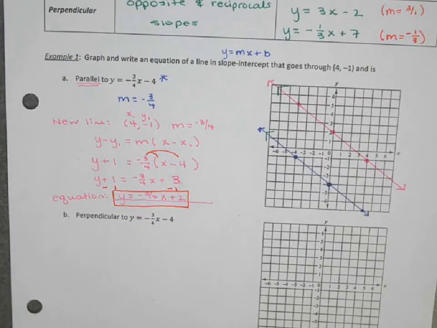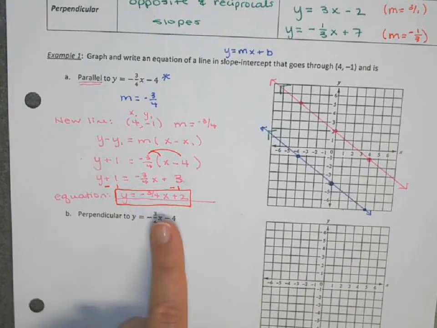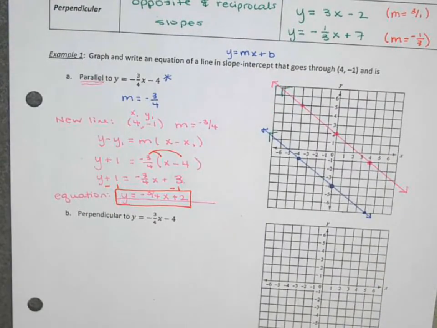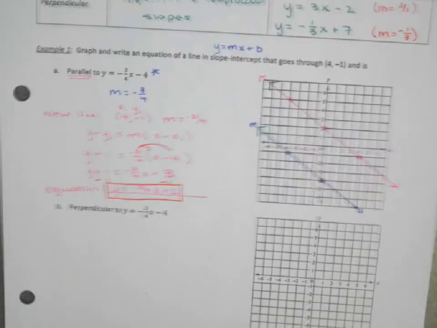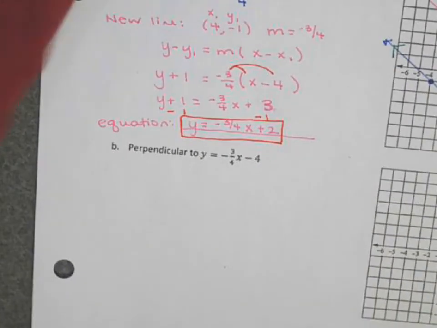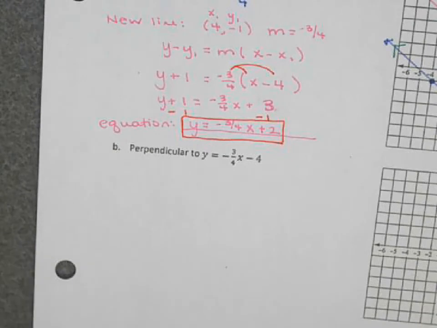So that one's done. We wrote the equation for the line that was parallel to the given line and going through a given point. And we graphed both of them and made sure they appeared parallel and that it went through the right point. Okay. All right. The next one says it has to be perpendicular. And remember, it also has to go through that same point.